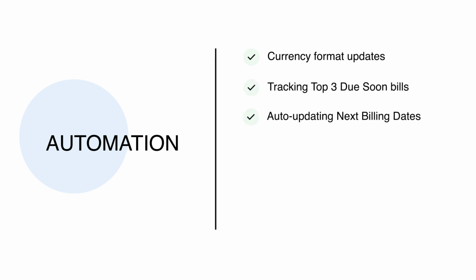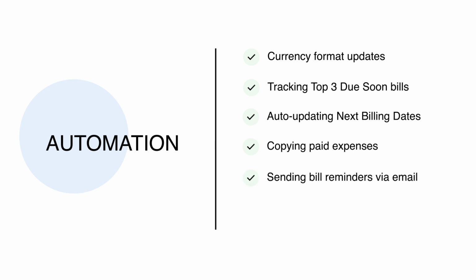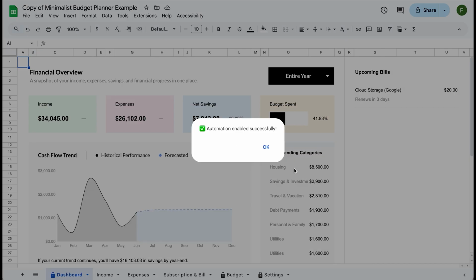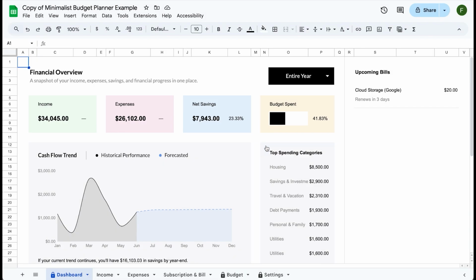This enables crucial triggers like currency format updates, tracking top 3 due soon bills, auto-updating next billing dates, copying paid expenses, sending bill reminders via email, and resetting data when needed. Now, let's explore the dashboard, your financial overview at a glance. You can select any month or view data for the entire year.